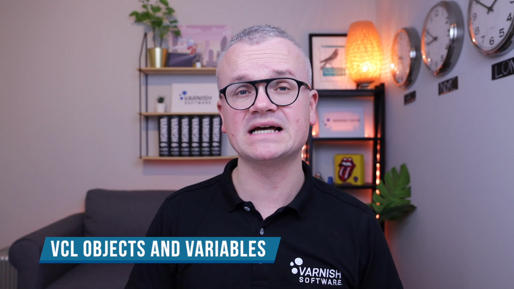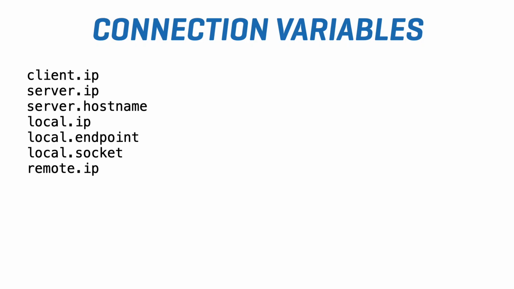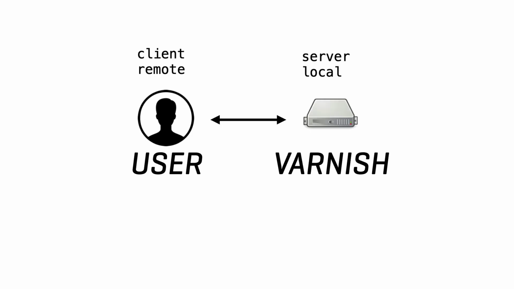I covered a couple of examples and they all interface with VCL objects in some way, shape, or form. So it makes sense to go over the various objects and variables that VCL has to offer. One group of variables are the connection variables. These variables are grouped in the client variables, the server variables, the remote variables, and the local variables. In a traditional setup where the client connects directly to Varnish, both the client and the remote IP will be the same, and both the local and the server IP will be the same.